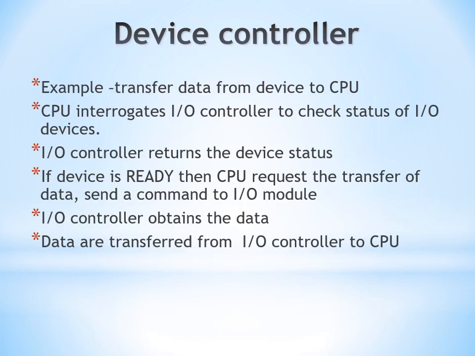Alright, so an example of data transfer from a device to the CPU. The CPU will interrogate the input-output controller to check the status of the input-output device. The input-output device controller will then return the device status, and if the device is ready, the CPU requests a transfer of data and sends the command to the input-output module. Then the input-output controller will obtain the data, and the data will be transferred from the input-output controller to the CPU.